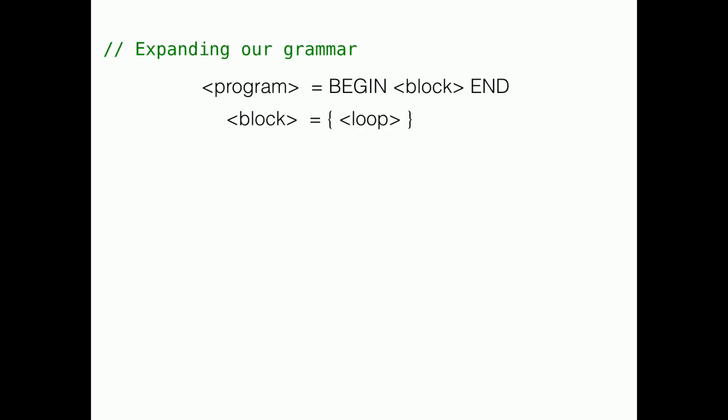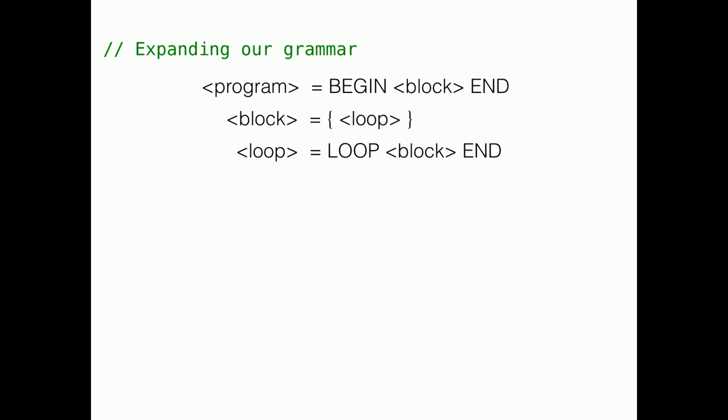So we define our block as being 0 or more loop statements, which we, again, notate with those curly braces. And then we define our loop statement as being the loop keyword, followed by any number of valid bitsy statements, followed by the end keyword. But we already said that any number of valid bitsy statements is called a block. And so we just use that in our notation. We say that a loop is the loop keyword, a block, and the end keyword.